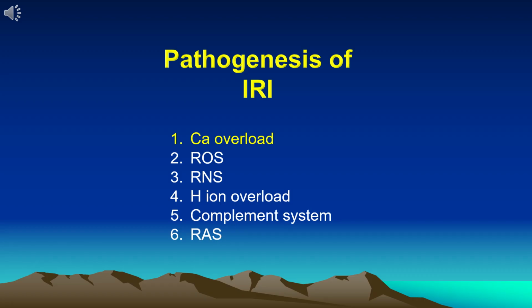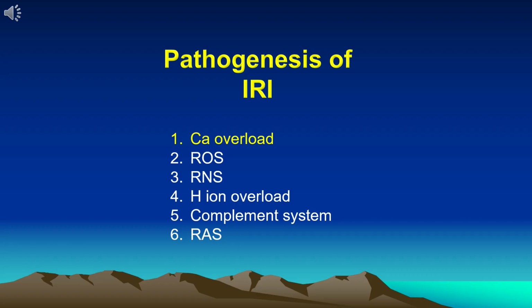Now, we arrive at the heart of the problem, the pathogenesis of ischemic reperfusion injury. How does the simple act of restoring blood flow trigger such devastating damage? The answer lies in a perfect storm of interconnected pathological events that are unleashed at the moment of reperfusion.